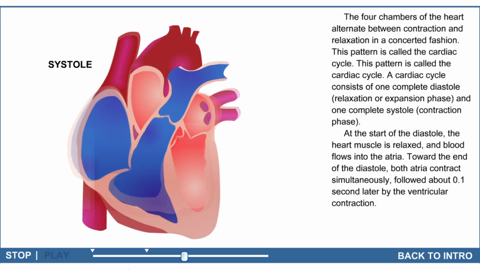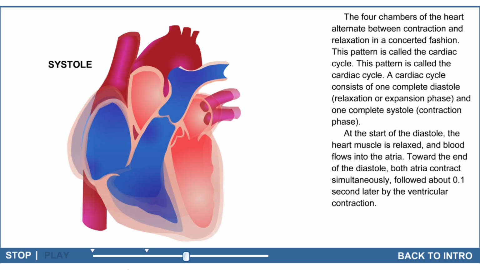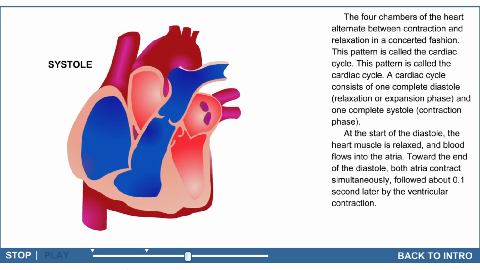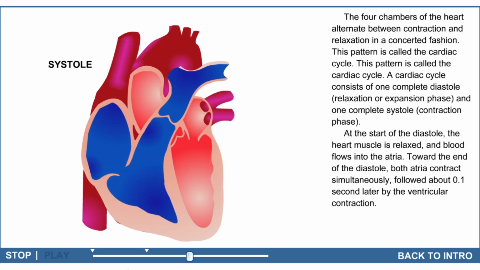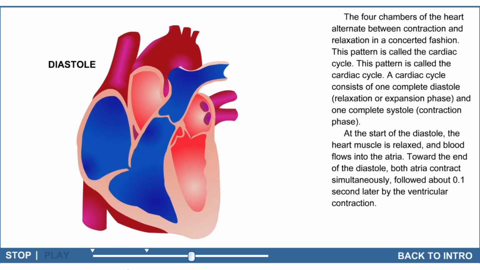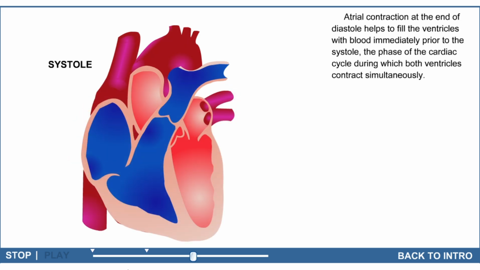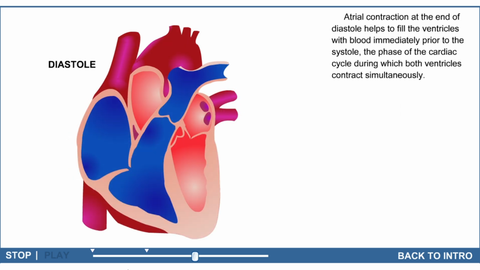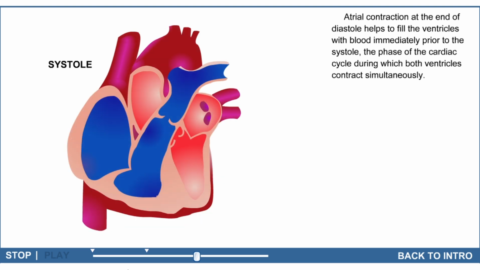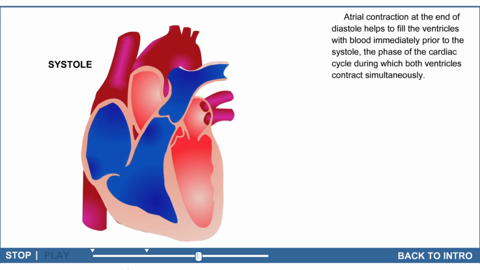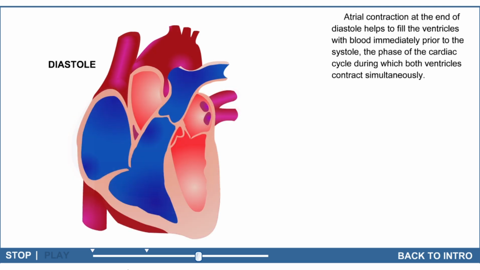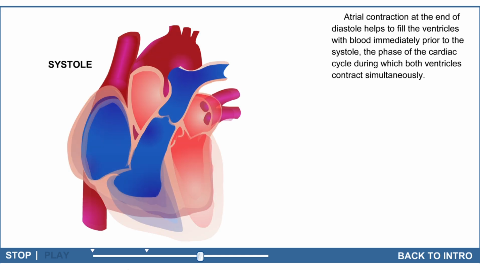At the start of diastole, the heart muscle is relaxed and blood flows into the atria. Toward the end of diastole, both atria contract simultaneously, followed about 1/10 of a second later by the ventricular contraction. Atrial contraction at the end of diastole helps to fill the ventricles with blood immediately prior to the systole, the phase of the cardiac cycle during which both ventricles contract simultaneously.